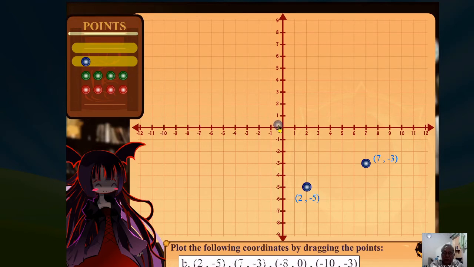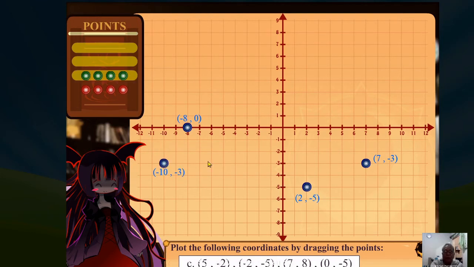Okay, we have negative 8, 0. So negative 8 is on the left: negative 6, negative 7, negative 8 here, but the other one is 0, so we are not going up, we're not going down. So let's place here our point. Very good. Okay, we have negative 10 and negative 3. Where's negative 10? It's in here. So we go down 3 units. 1, 2, and 3. Very good.